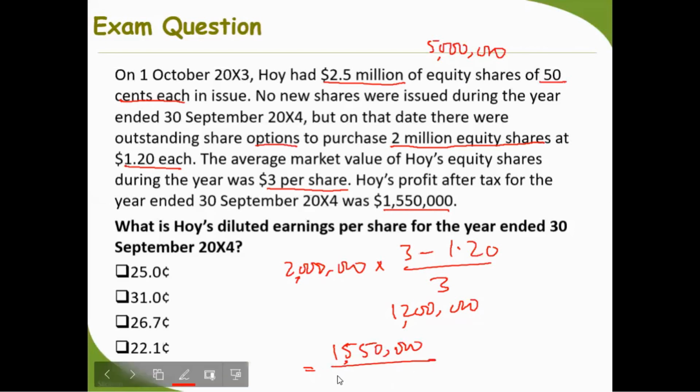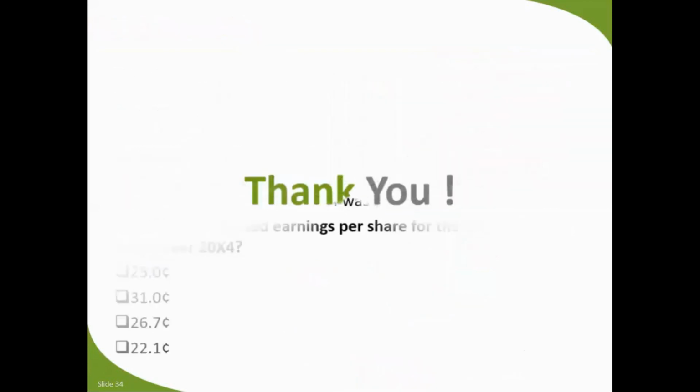Divided by 5 million plus 1.2 million, so 6.2 million in total. So 1.55 million divided by 6.2 million is equal to 0.25. It means, in cents, 25 cents. Option A is the right answer.